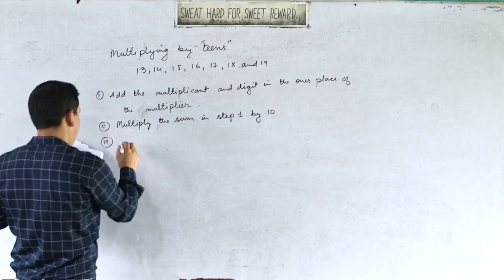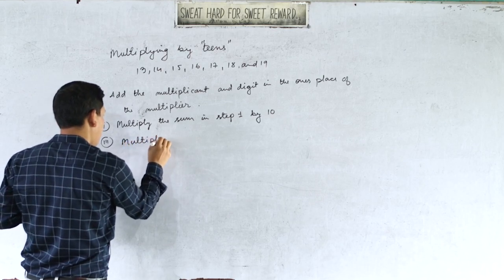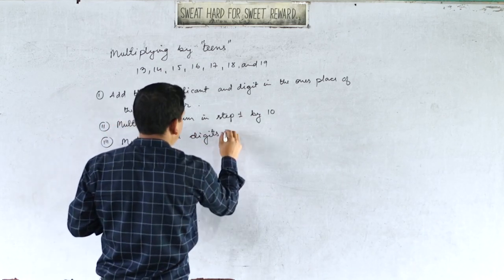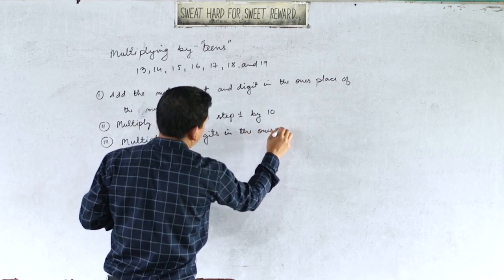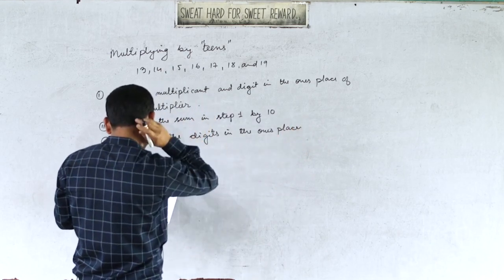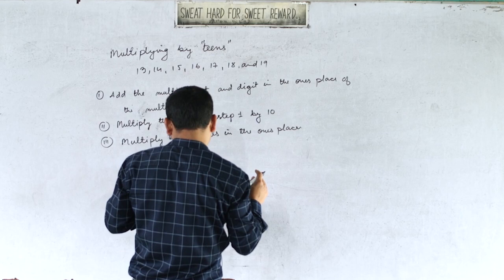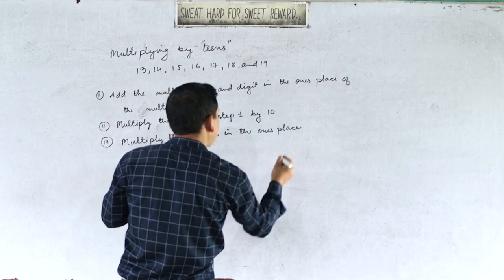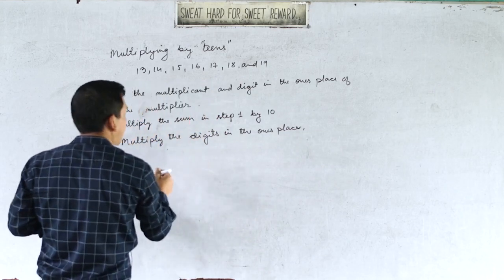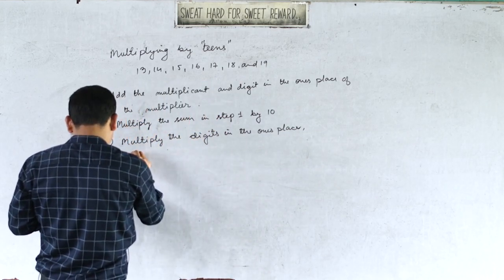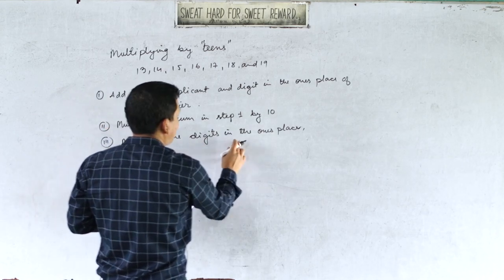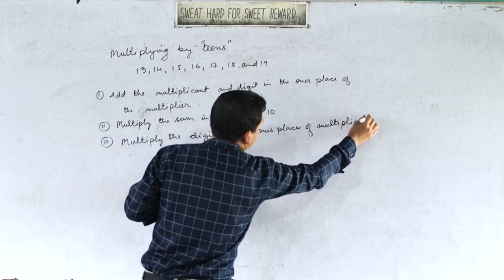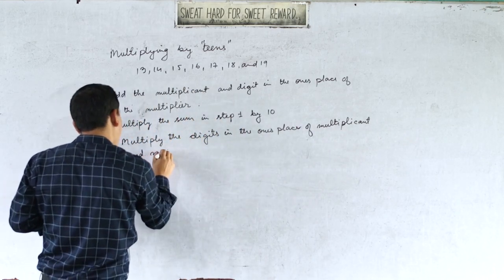Multiply the digit in the ones place. Multiply the digits in the ones place. Multiply this in ones place. Multiplicand and the ones place, multiplicand and multiply digit in the ones place of multiplicand and multiplier.